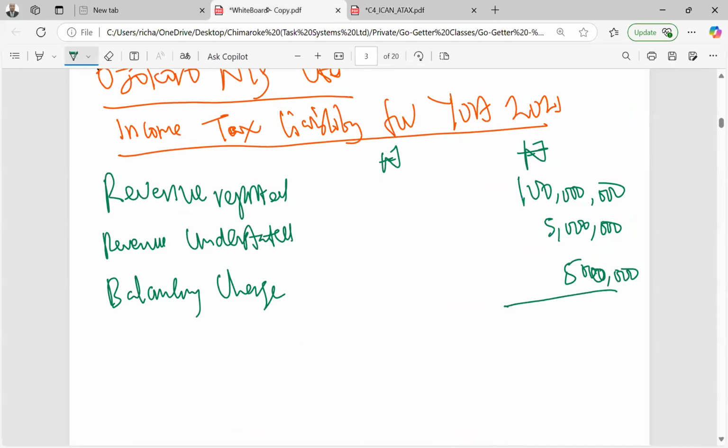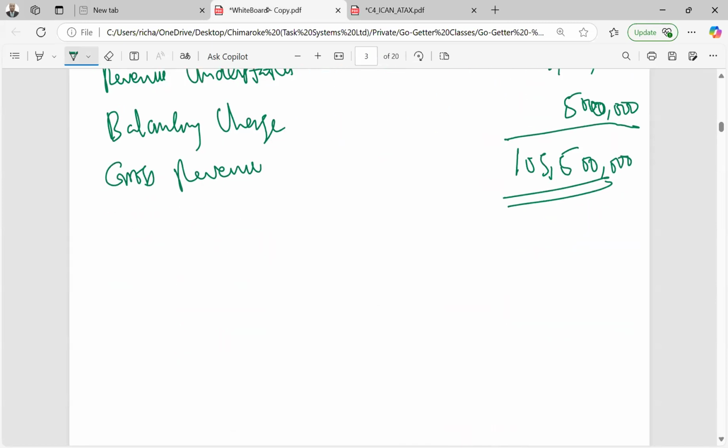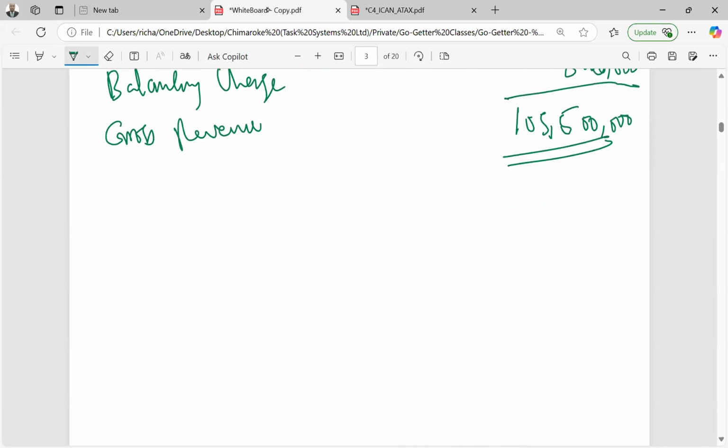So this is our gross revenue. So this is going to be 105,500,000. This is our gross revenue. Then we say deemed accessible profit.